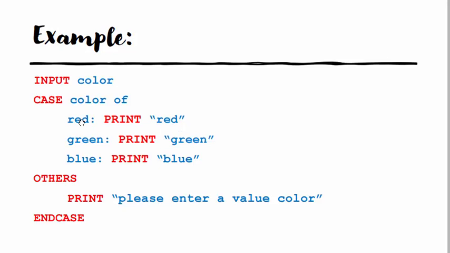If the user inputs red, it will print red. If the user chooses green, it will print green. When the input is blue, it will print blue. Otherwise, if the user inputs a color other than red, green, or blue, it will print please enter a valid color, and then it will end the case. This is an example of a case structure.